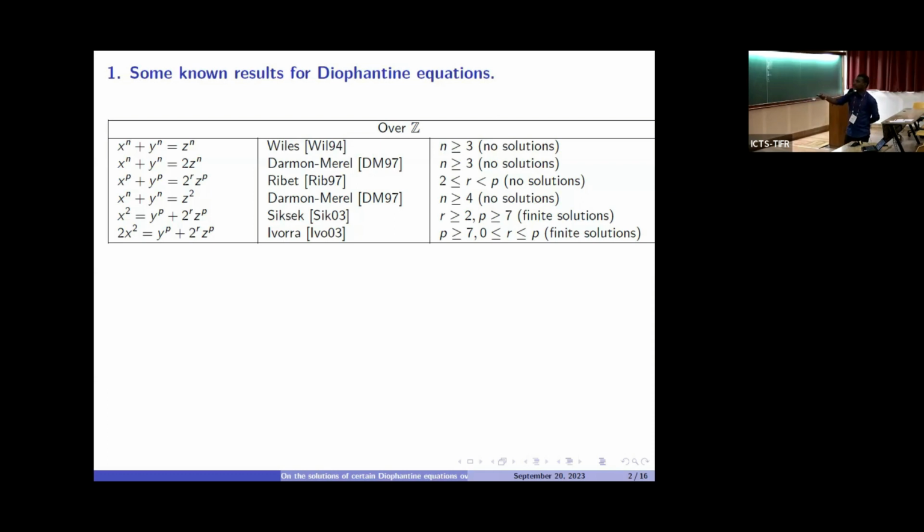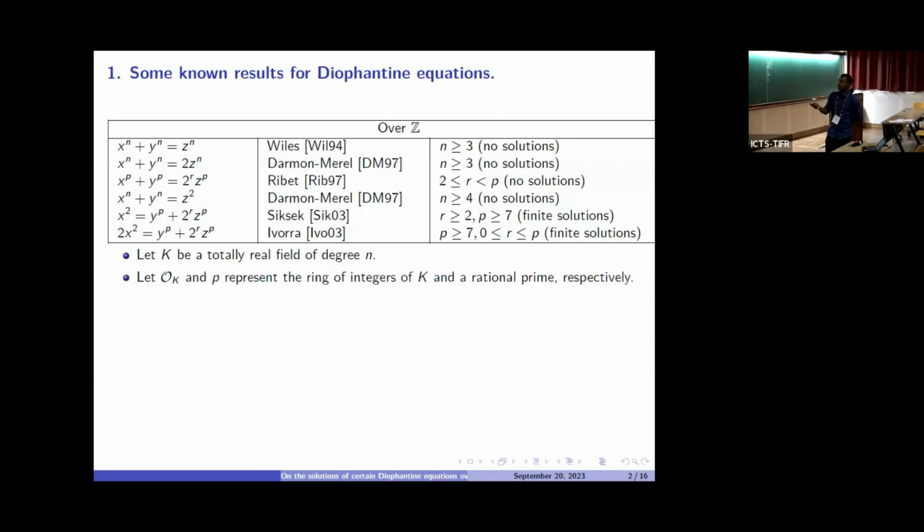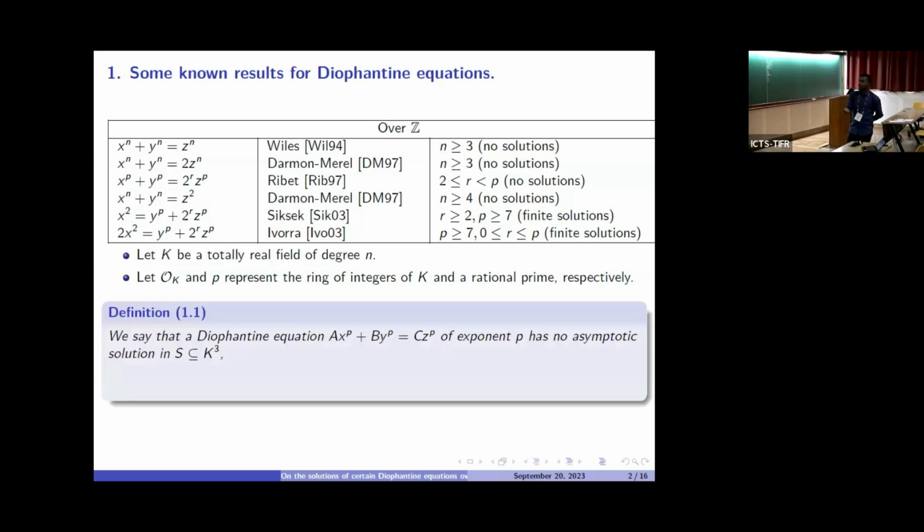Now I will quickly recall some of the known results for Diophantine equations over totally real fields. We start with a totally real field K of degree n. Then O_K denotes the ring of integers and p denotes a rational prime. We first define what is called an asymptotic solution. When we study integral solutions, we are saying that there is no solution as we vary n, that this equation has no solution.